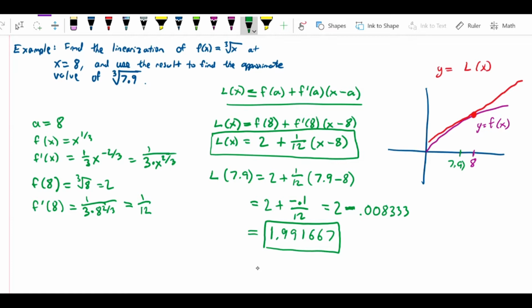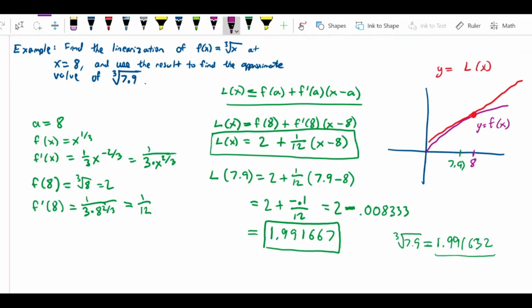Now, how well did we really do? Well, according to a calculator, the actual cube root of 7.9 is still a huge decimal, so it's an approximate value, but it's 1.99162. You can check that on your own calculator. As you can see, we got pretty close, but it's not the same value, because the whole point is that this tangent line gives you a pretty good approximation of a curve, but it's not exactly the same. So hopefully this makes the case that the tangent line does give you a pretty good approximation.